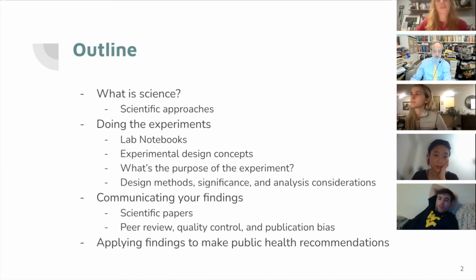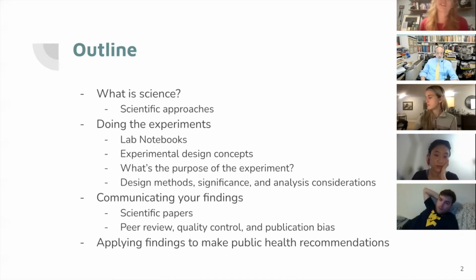One of the things you start with is a really explicit question about what the actual purpose of the experiment is. So we'll talk about that and different design methods, significance analysis, and other considerations when you're analyzing your experiments. After that, we'll take a little break, and we'll talk about communicating our findings with scientific papers, peer review, quality control, a little bit about publication bias, and finally, how to take the findings from our papers, from science, and apply them into reality in a larger public health context.